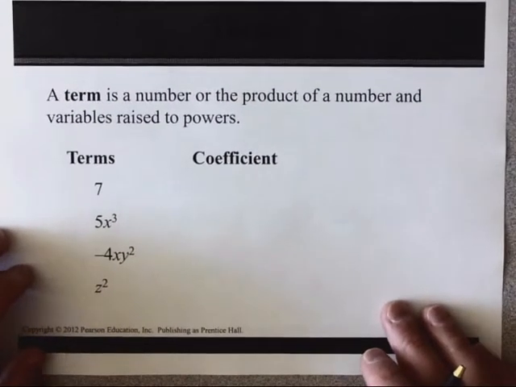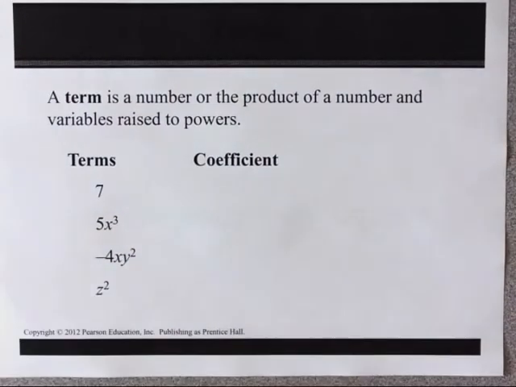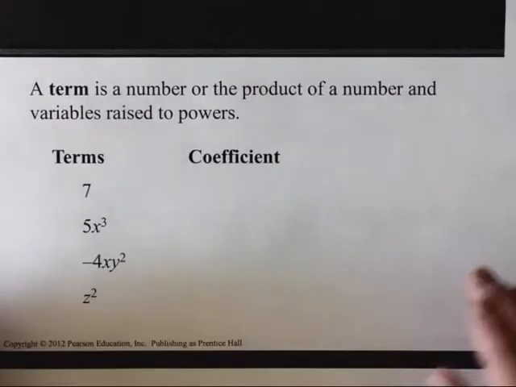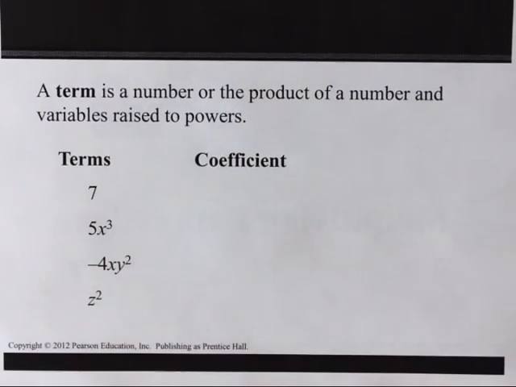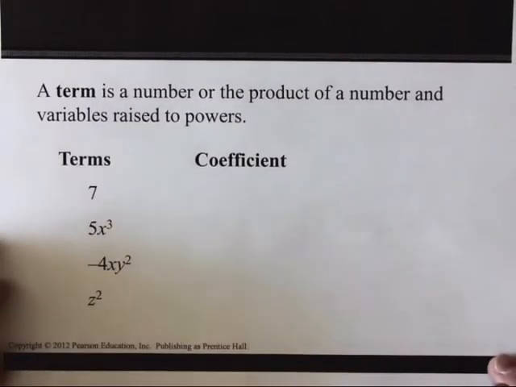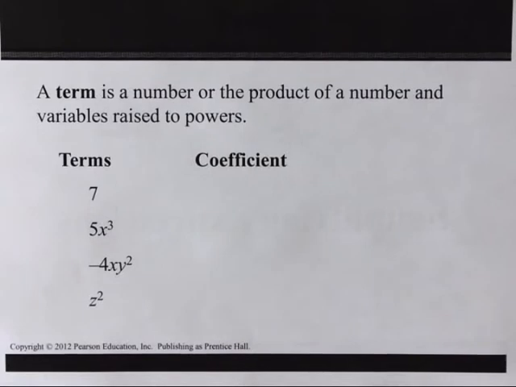Alright, so some vocabulary to keep in mind here. A term is a number or a product of a number and variables raised to power. So these are all examples of terms, and we've seen quite a few of these terms in algebraic expressions that we've looked at. So we want to be able to identify the coefficients of these terms, because that is important when we look at combining like terms.